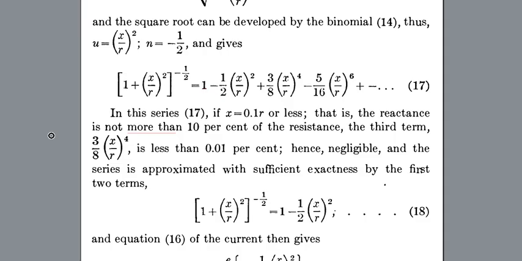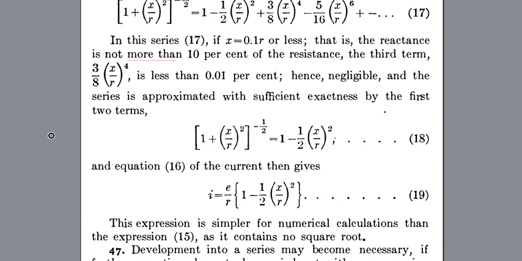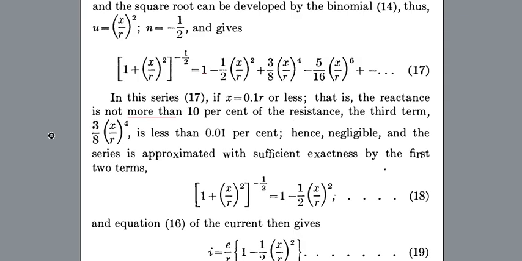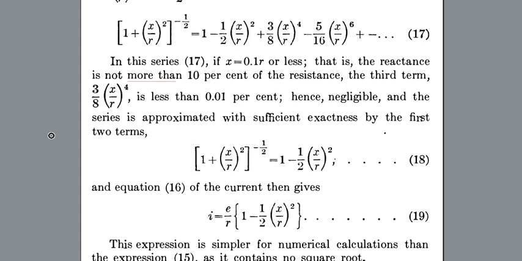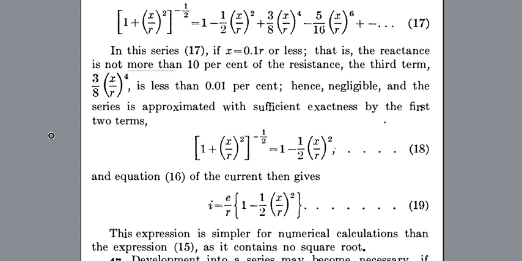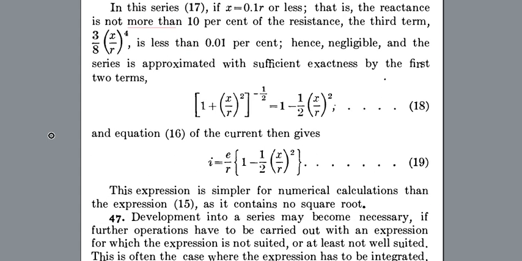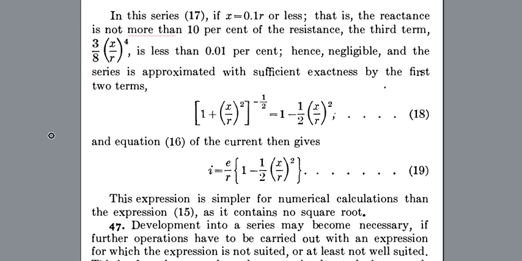The series is approximated with sufficient exactness by the first two terms. The quantity 1 plus the square of the fraction X divided by R raised to the power of negative 1/2 equals 1 minus 1/2 multiplied by the square of the fraction X divided by R, and equation 16 of the current then gives I equals E divided by R multiplied by the quantity 1 minus 1/2 multiplied by the square of the fraction X divided by R. This expression is simpler for numerical calculations than the expression 15, as it contains no square root.